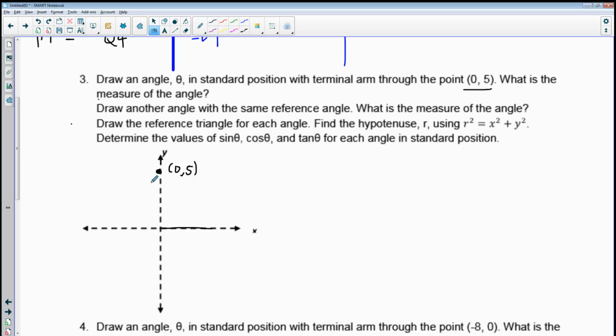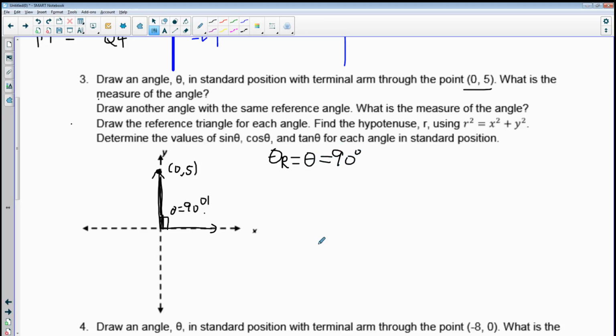Let's draw the arm. Initial, terminal. What angle is this? If you remember, it's on the y-axis, so this is actually 90 degrees. Okay, so let's draw another angle with the same reference angle. We need to know what the reference angle is. It's technically on the cut of quadrant 1 and quadrant 2, so either rules would work. Probably easier with quadrant 1, so the reference angle is equal to the actual angle, which is 90 degrees.